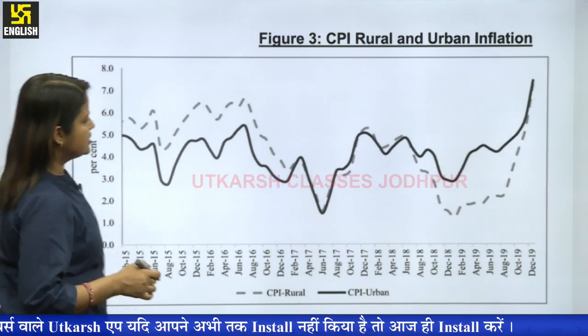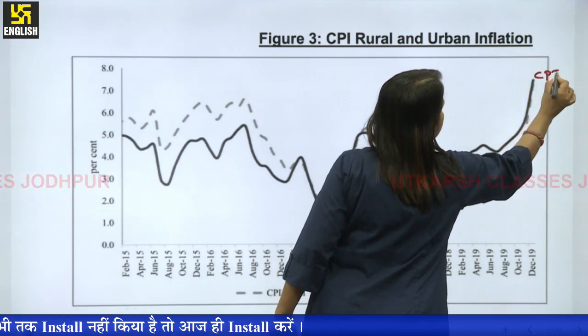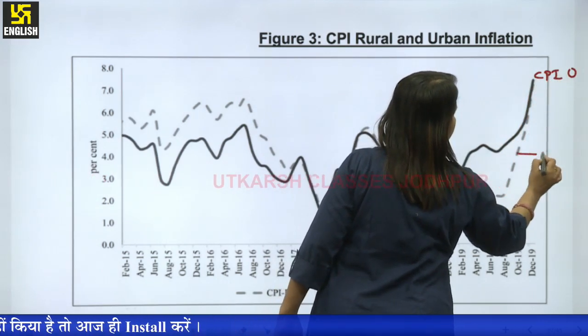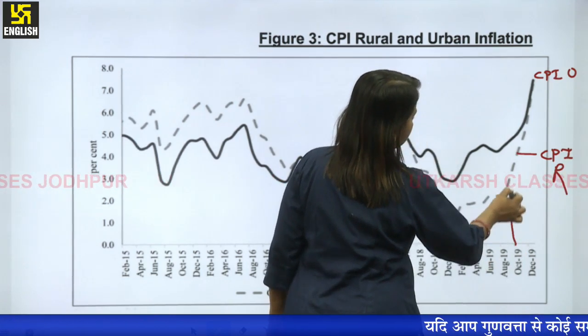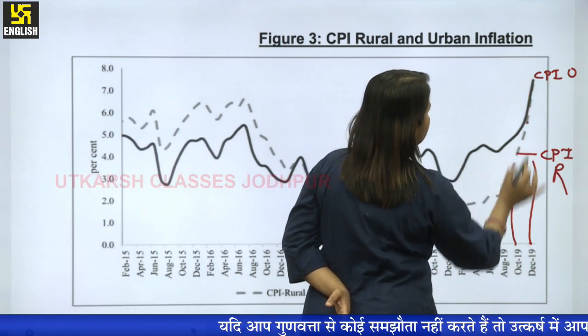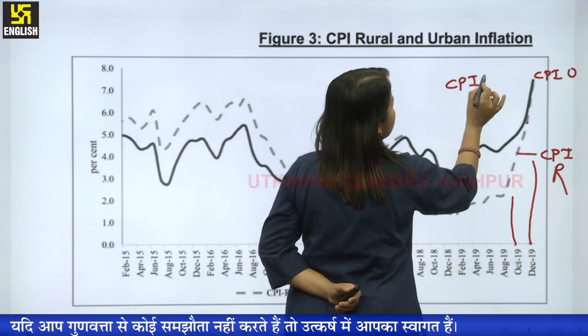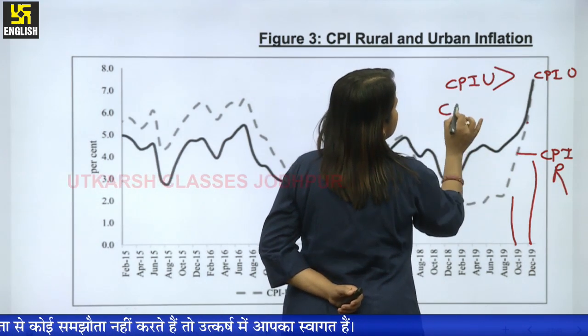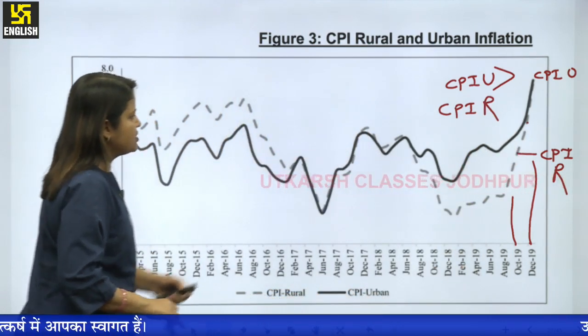Now we see that this is the CPI urban area, and this is CPI rural. During October 2019 and December 2019, we see that both are increasing, but the consumer price index of the urban area is greater than the consumer price index of the rural area. This is very clear from this graph.